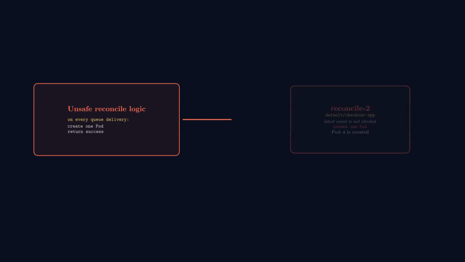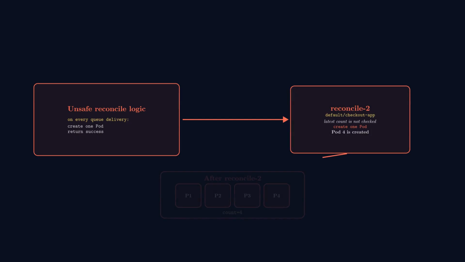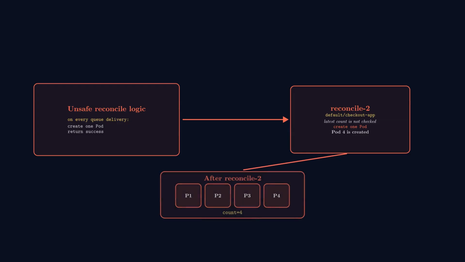This is where the real bug appears. Instead of checking how many pods are running now, the controller simply creates one more pod whenever it receives the key. So during the second reconciliation, it creates pod 4, even though pod 3 had already been created.